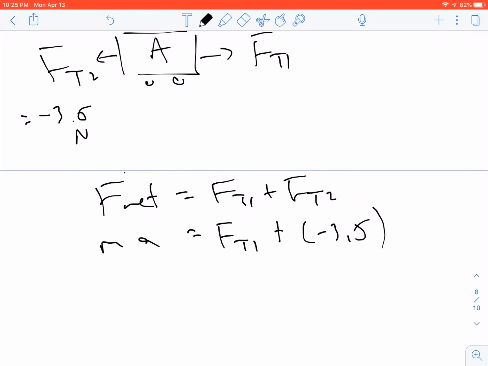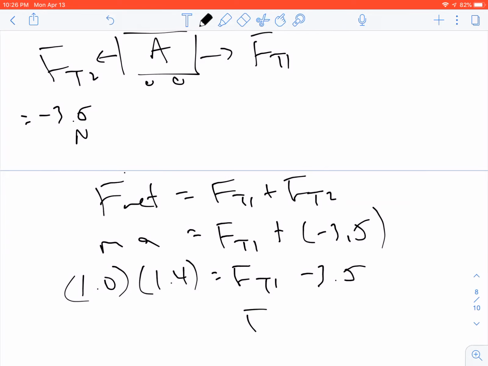Now, if my mass for this cart is 1 kilogram, the acceleration is 1.4 newtons, FT1 minus 3.5 newtons. On the left, I've got 1.4. I've got the negative 3.5 on the right, which goes across to the other side, and I end up with FT1 equals 4.9 newtons. Now, it should be 5 newtons, but again, notice that because of some rounding, it's going to be a tiny bit off. All right, so what I've proved here is that Newton's third law is even working in this question also.